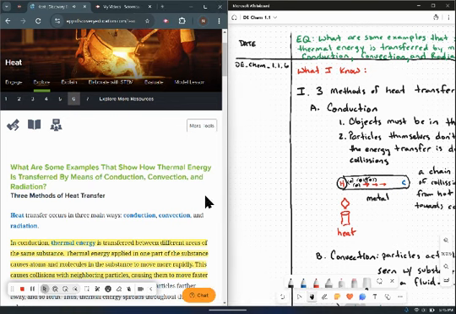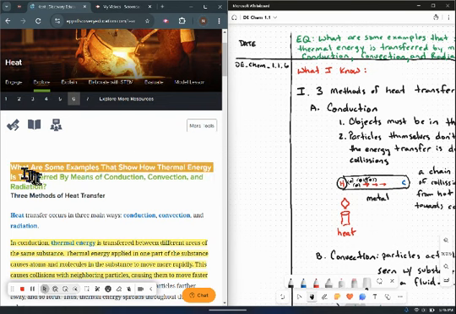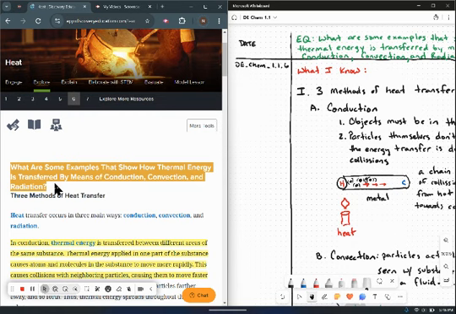Okay, so we're on explore number 6 of Chemistry 1.1. The essential question: what are some examples that show how thermal energy is transferred by means of conduction, convection, and radiation? So we need some examples of conduction, convection, and radiation, right? These are the ways that thermal energy is transferred.